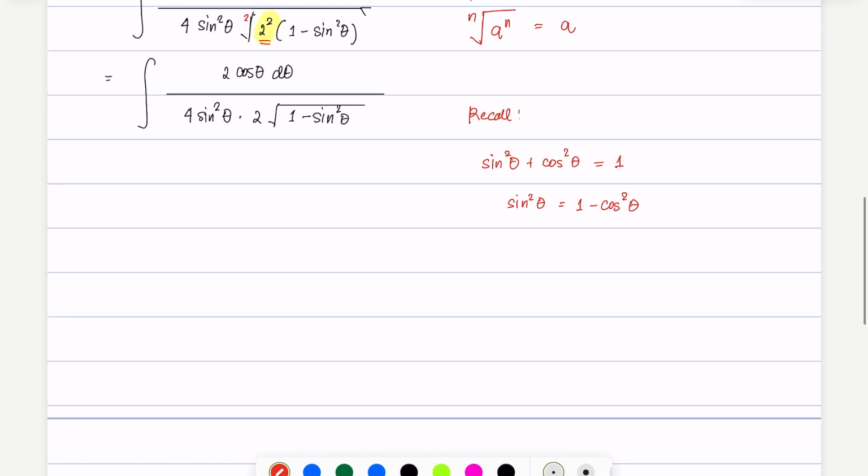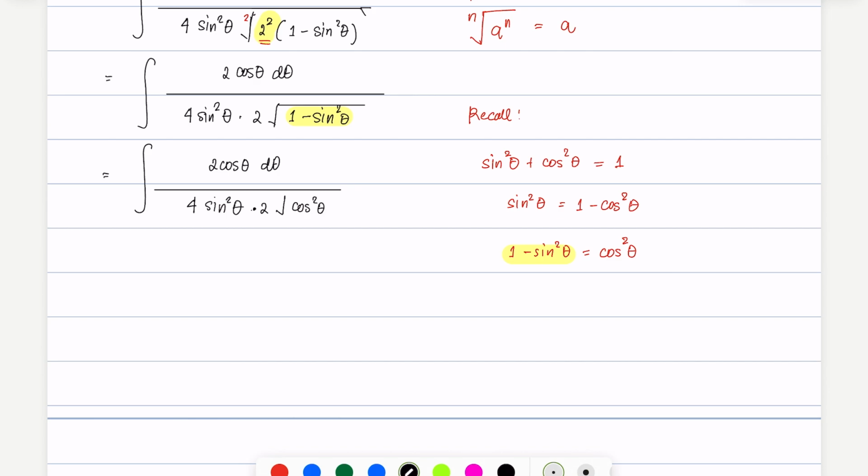Or sorry, it's not really helpful in this context. 1 minus sine squared theta is equal to cosine squared theta. Now notice that 1 minus sine squared theta is what we have under the radicand, and that is just equivalent to cosine squared theta. So I'm hoping you're seeing where this is going forward. So 2 cosine theta d theta, over 4 sine squared theta times 2, and this one is just simply the square root of cosine squared theta.